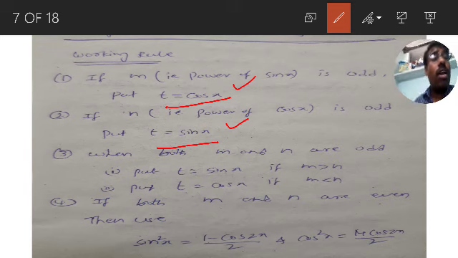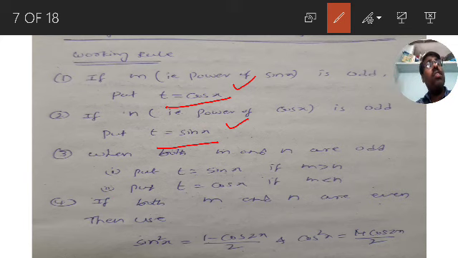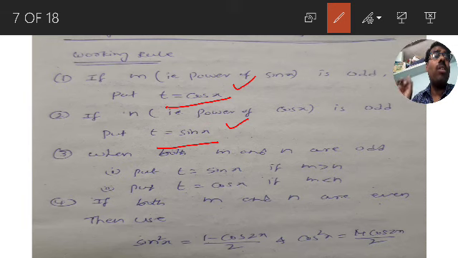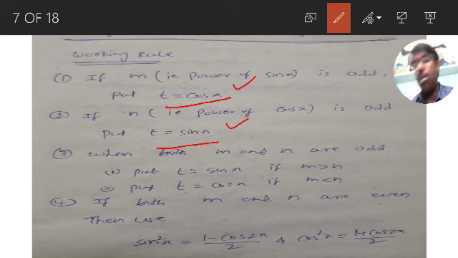You have to understand the working rule. Once you know this, you can easily do the problem. So what I am telling, the problems of integration sin power of mx into cos power of nx dx. So sin power of something into cos power of something. Now take the powers. Sin power is m and cos power is n.